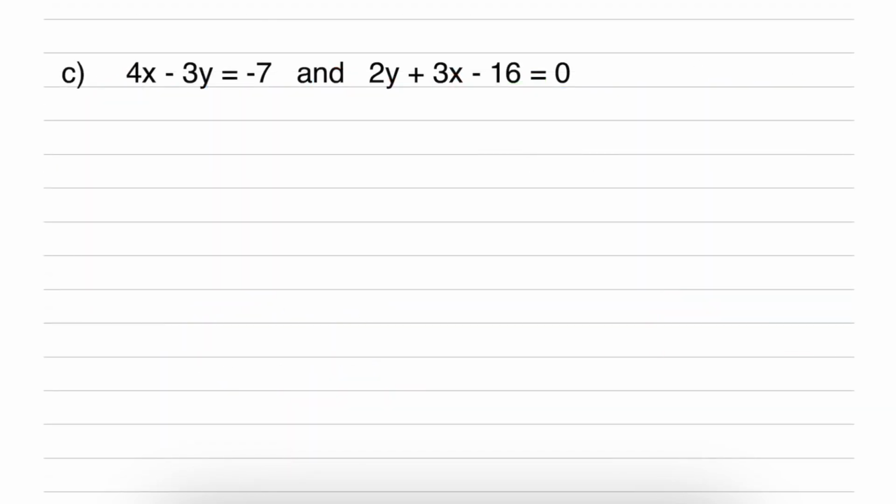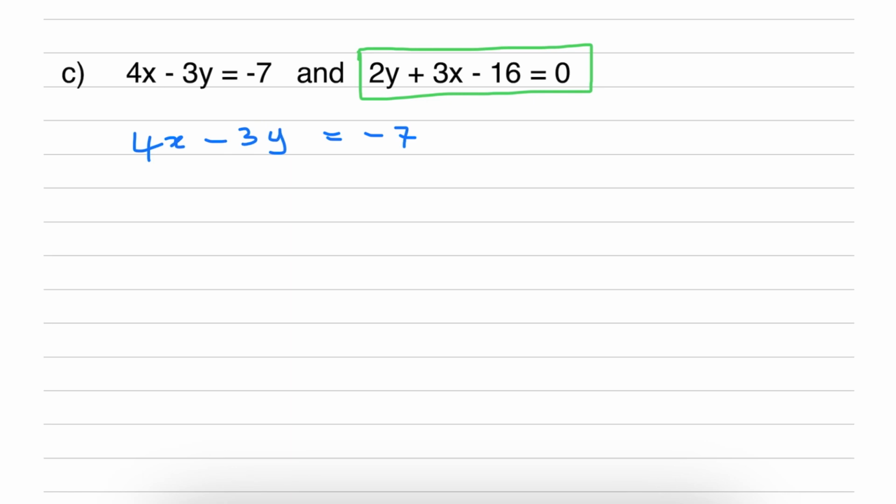Here's one more example using the elimination technique. Now I've already written the first equation down, 4x minus 3y equal to negative 7. But now when I go ahead and write down the second equation, first have a look. Can you see how all the terms are jumbled up?